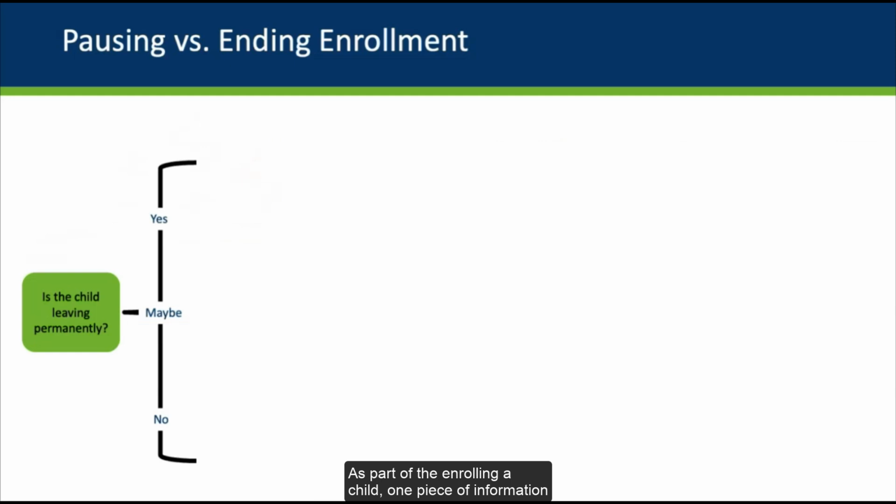As part of enrolling a child, one piece of information that the tool asks for is if the child has an enrollment end date. This is an optional field, meaning a provider can enter an end date if known or leave the field blank. In relation to a child's end date, a provider should ask themselves, is this child permanently leaving the program or your care?